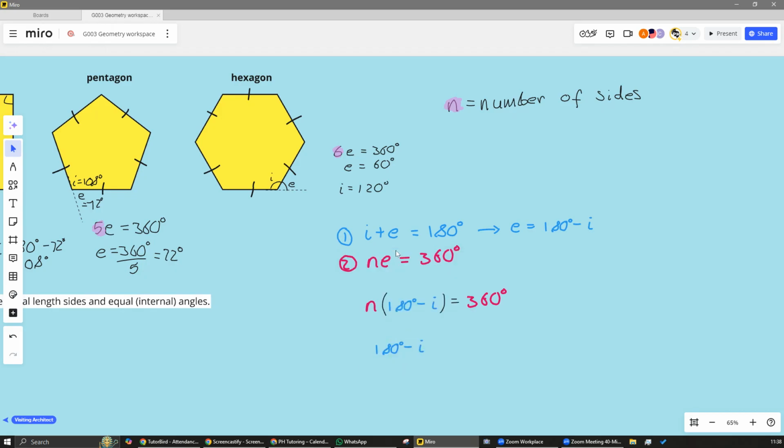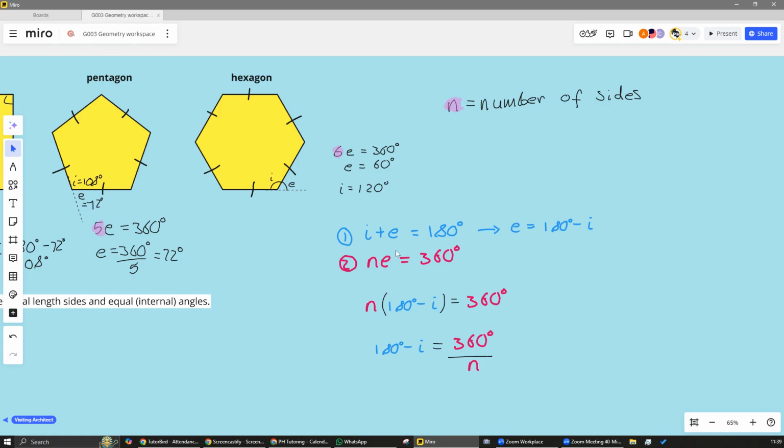I don't need the brackets anymore because it's not being multiplied by anything, because the n is going to go away, and it's going to be 360 degrees divided by n. So on the left side I divided by n, which meant the n went away and therefore the brackets are no longer needed. And then on the right hand side I just divided it by n.